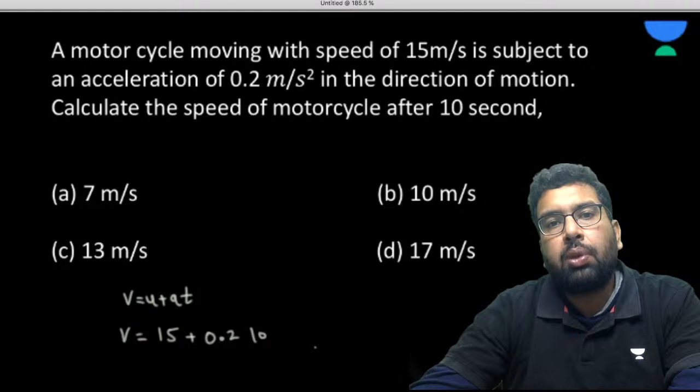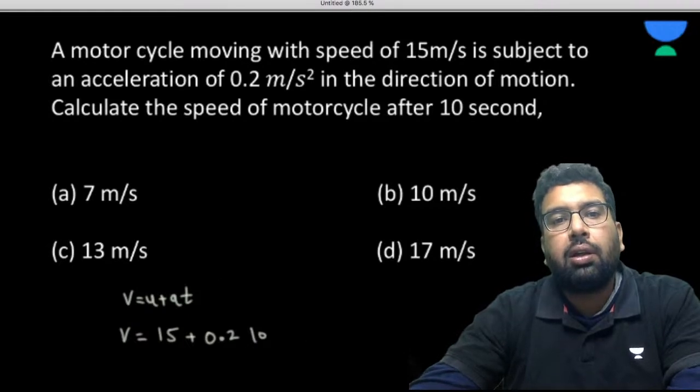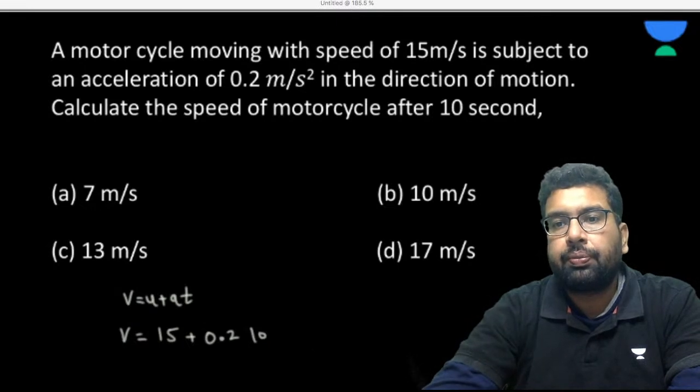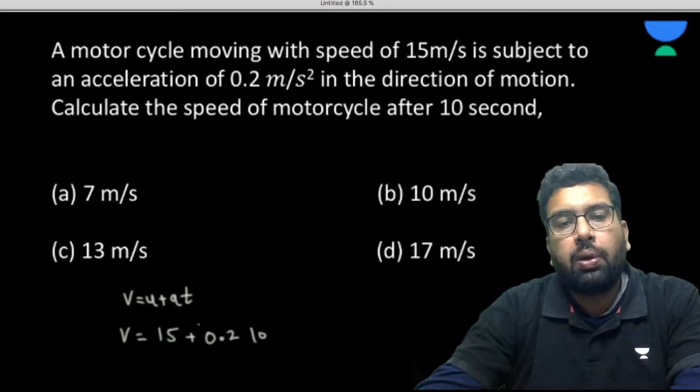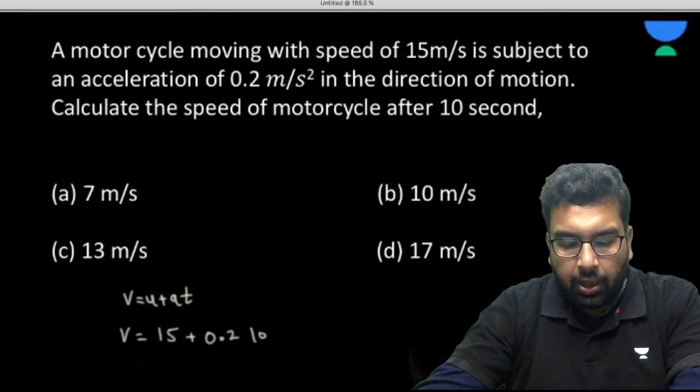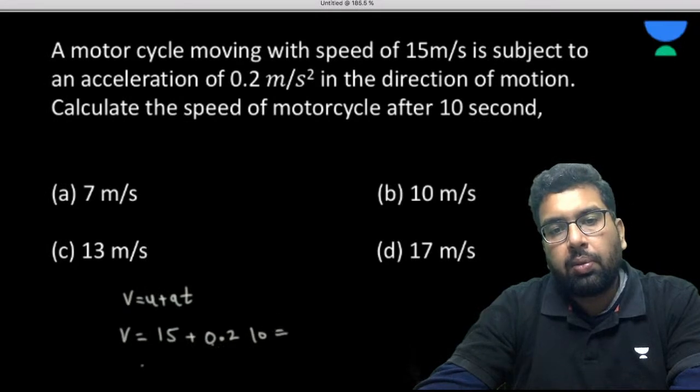A motorcycle moving with speed of 15 meter per second is subjected to an acceleration in the direction of motion. In the direction of motion. Oh, it is 0.2, right. It is right only. So it is going to be 17 meter per second. Yeah, it was very easy.